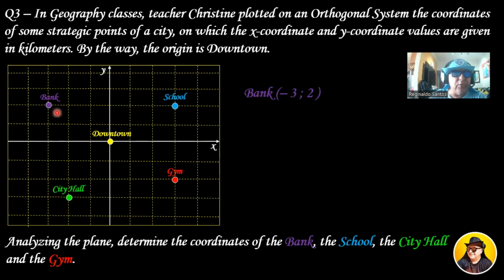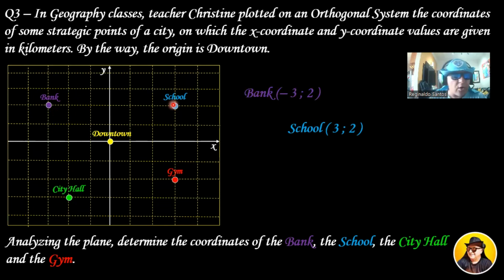Next one is the school. Let's check it. The school is right here. So let's count it. 1, 2, and 3. So 3 for x, 1 and 2, 2 for y. So the coordinates of the school are 3 and 2. Okay, can you see? The school coordinates are 3 and 2.